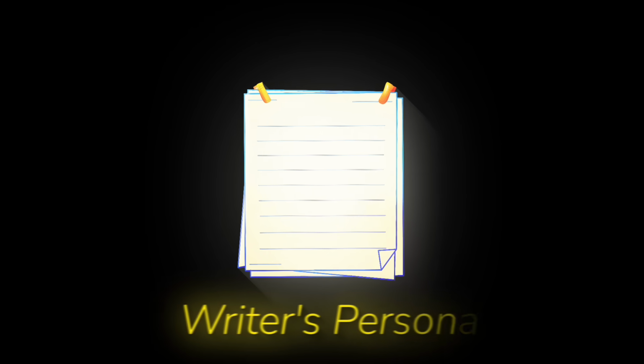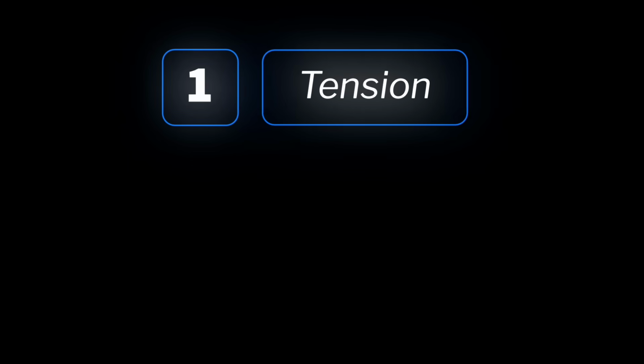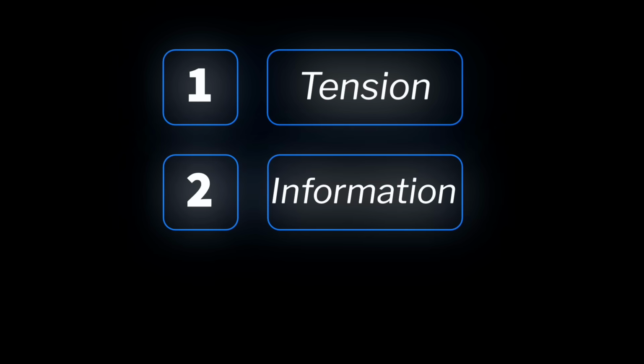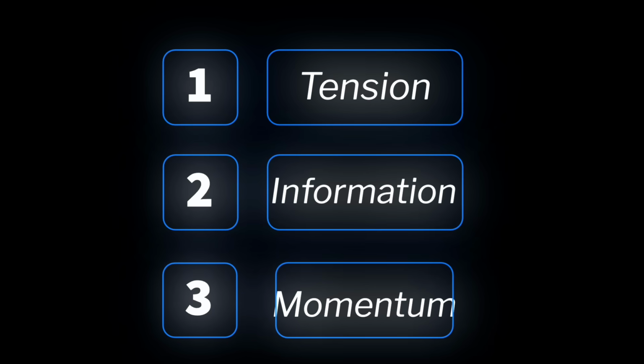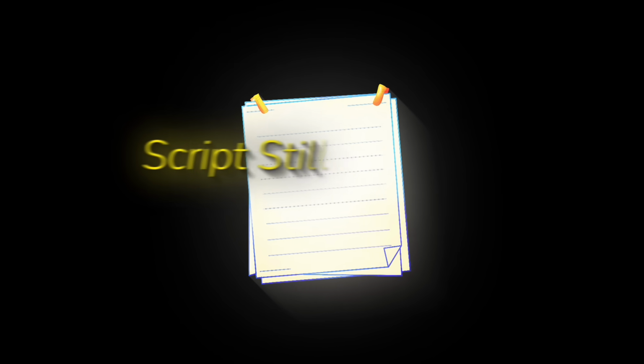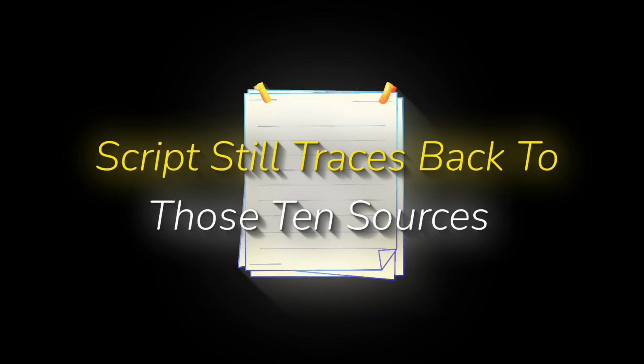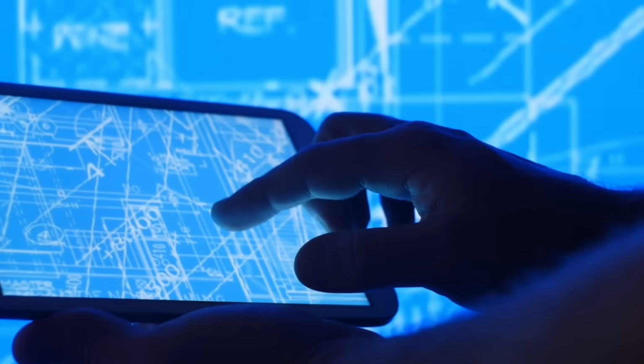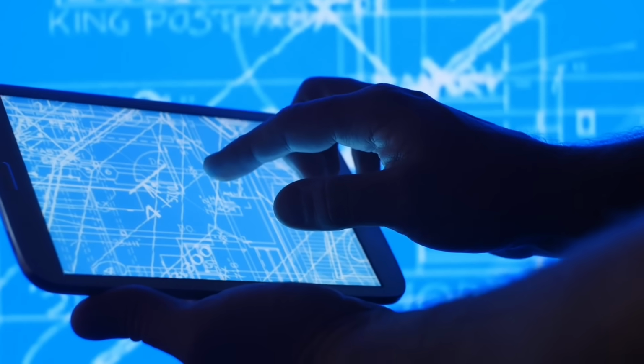With this prompt active, the notebook now has a writer's persona. It has a hook formula. It knows what pacing feels like for YouTube. It knows how to open with tension, how to sequence information to keep someone watching, and how to close with momentum. And critically, every claim it makes in the script still traces back to those 10 sources. This is what separates a notebook full of notes from a notebook that produces content.